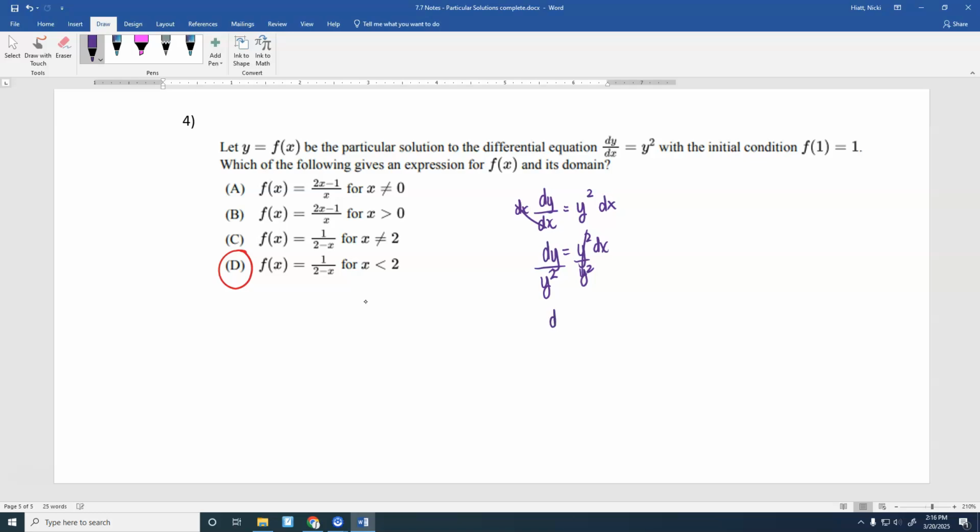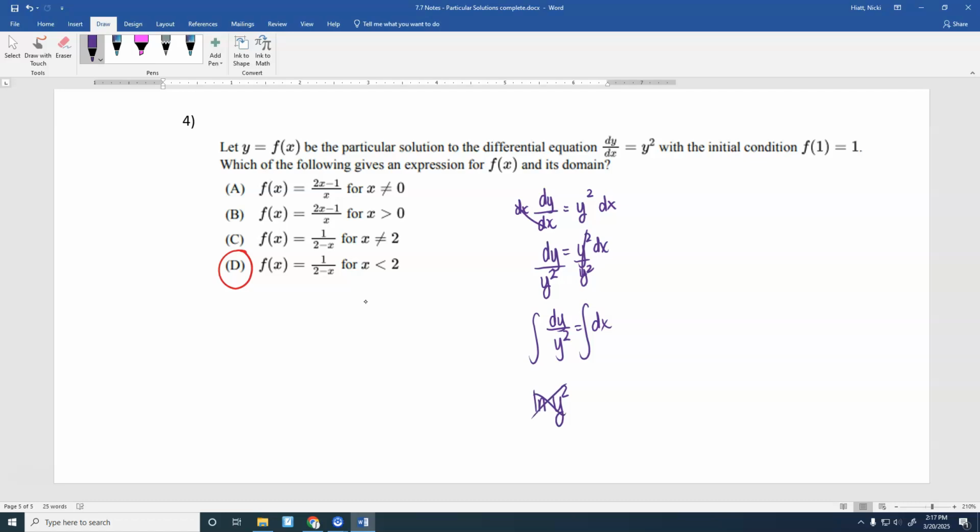So you could leave it like this if you want. Here's the danger with that. This is wrong, so don't do it. But here's what kids want to do. They want to integrate both sides, and they want to say natural log of y squared right here, because you got y squared on the bottom. That is not right. You do not want to do that.